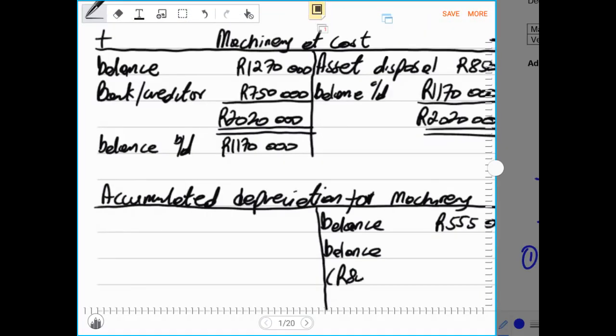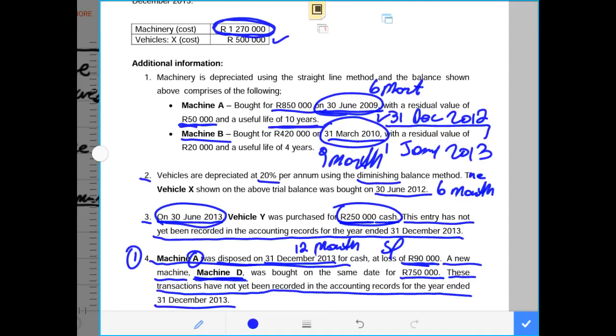Then we have to show the calculations. 80,000 plus 100,000 will give us 180,000 rands. Now, the reason why we don't calculate depreciation for machine D is because machine D was bought at the end of the current year. But if machine D was bought during the current year, then the depreciation for machine D would have to be calculated and added under the depreciation for the current year. But because it was bought at the end of the year, on the last day of the year, there's no depreciation to be accounted for in the current year.